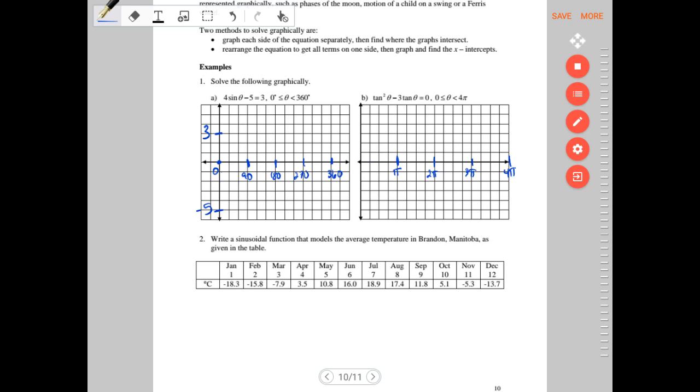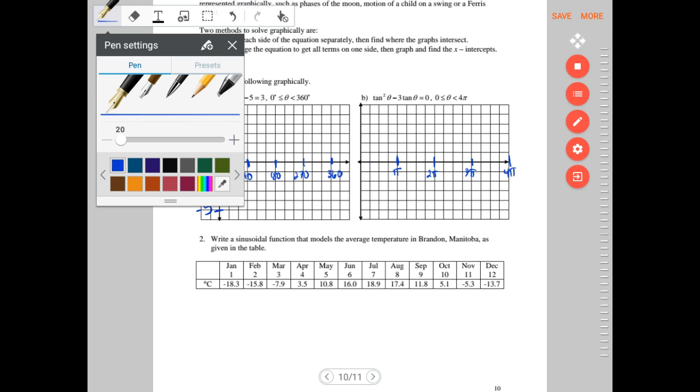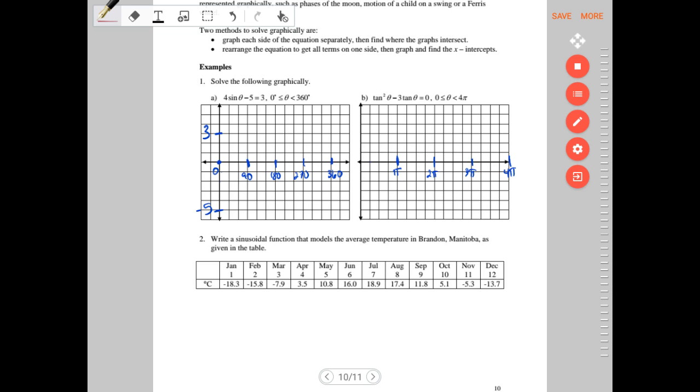Okay, as you can see, I've already pre-scaled the graph. So again, if you want to pause the video to do your own scale to match mine, go ahead. If not, then follow along with what I'm doing now. Okay. So, if we're solving the first one graphically, I'm going to put the left side on, and I'm going to put the right side on, and then we're going to see where and if they intersect.